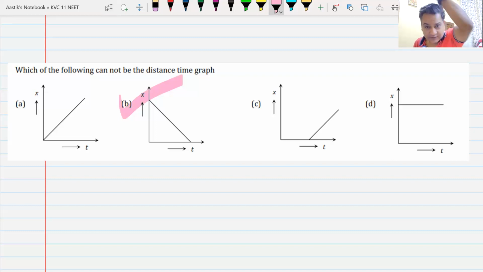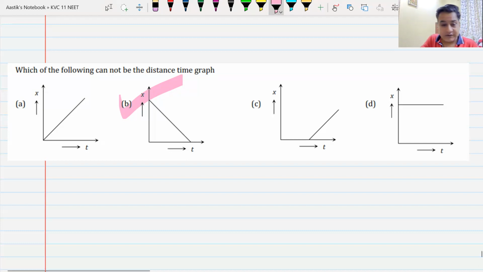Because distance covered by a body cannot decrease with time. If a body is traveling, it always covers positive distance. Distance does not decrease. Distance covered by a body always increases. Distance cannot be negative and distance cannot decrease. Do we understand this? Okay.